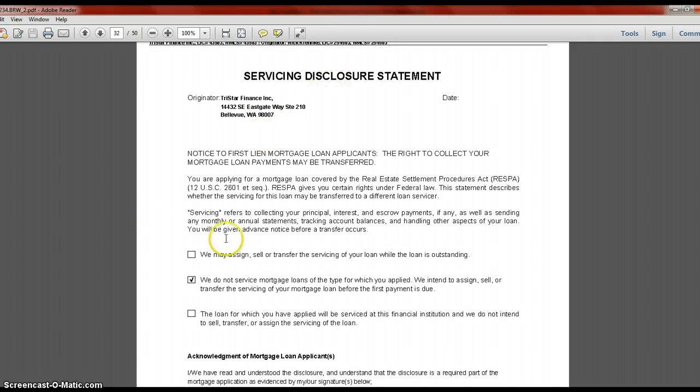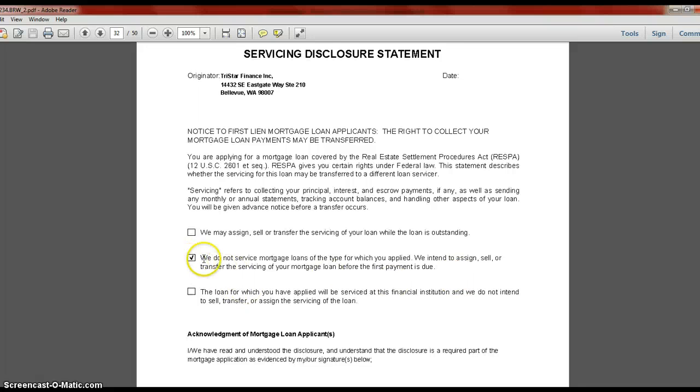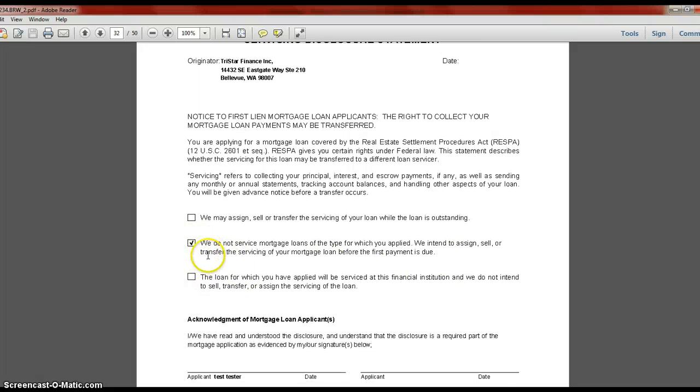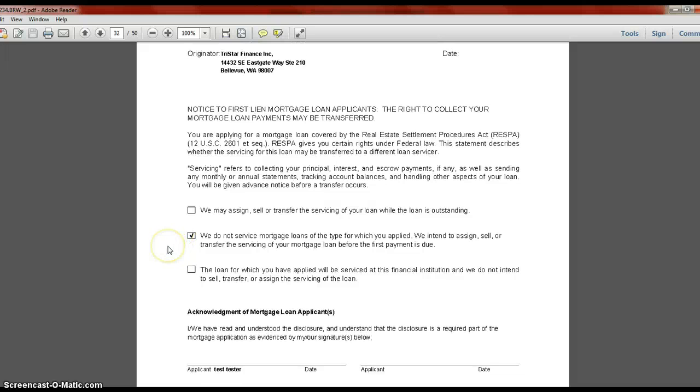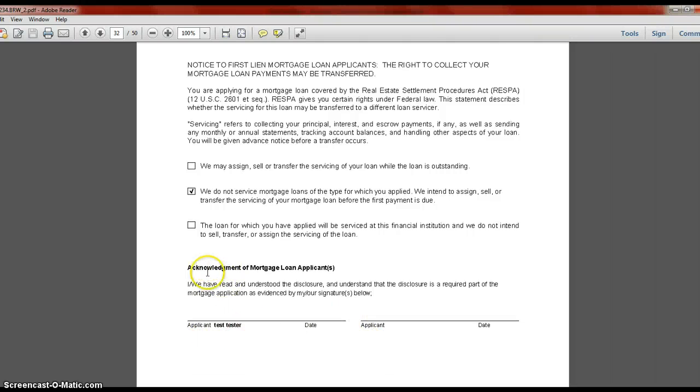And this is just a servicing disclosure, meaning that whoever sends you the bill, it could change, just because that's how the mortgage securities market works. You could get something from Wells Fargo, then Bank of America, and then maybe specialized lending, Chase or whatever. So you sign here and then sign there.